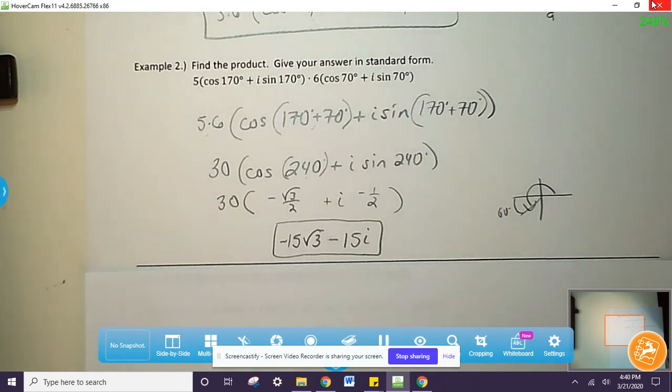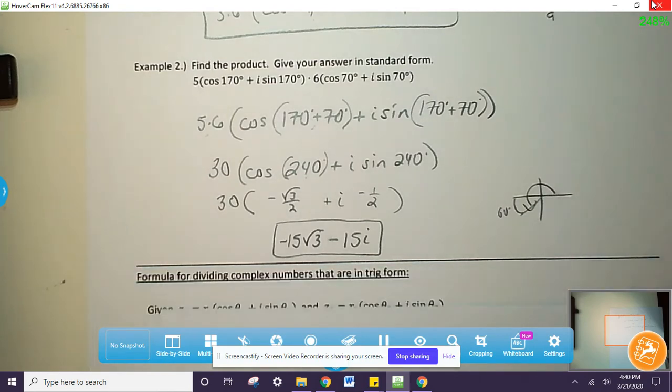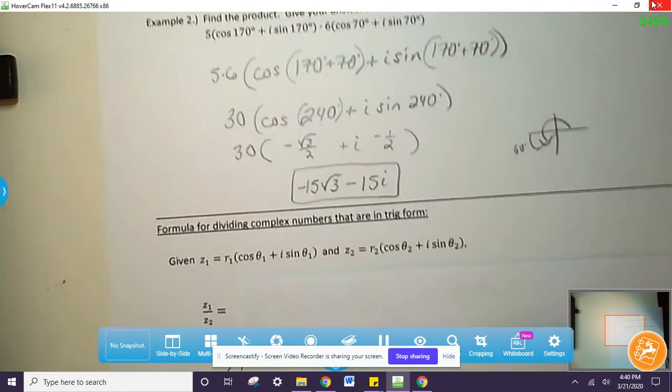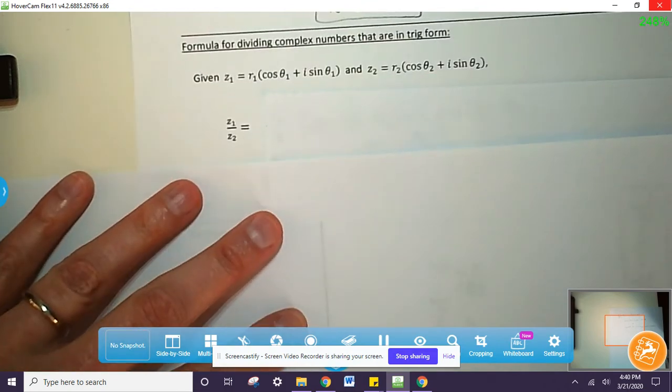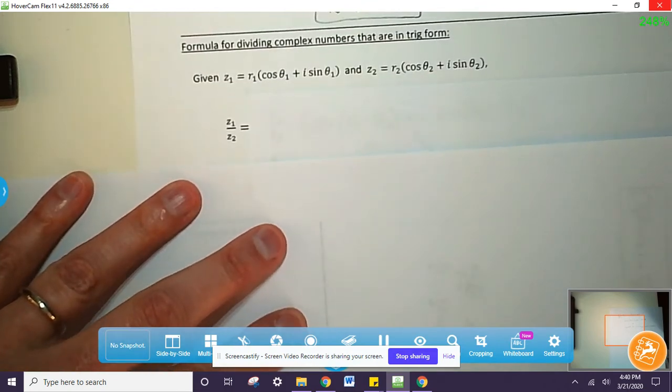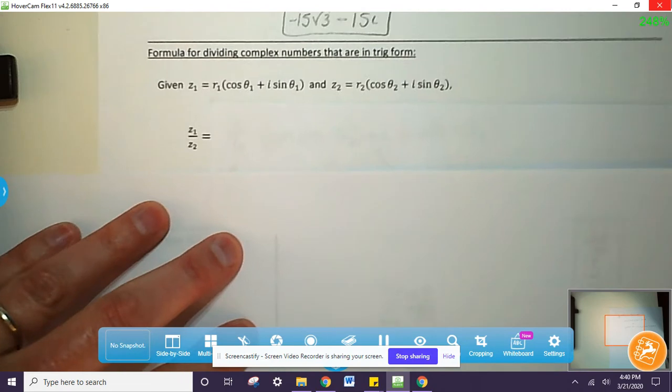Up next, we are going to investigate a formula for division. And the good news is, if you think about your formula for multiplication and what you do with the r's and what you do with the thetas, I bet you can figure out the formula for division.